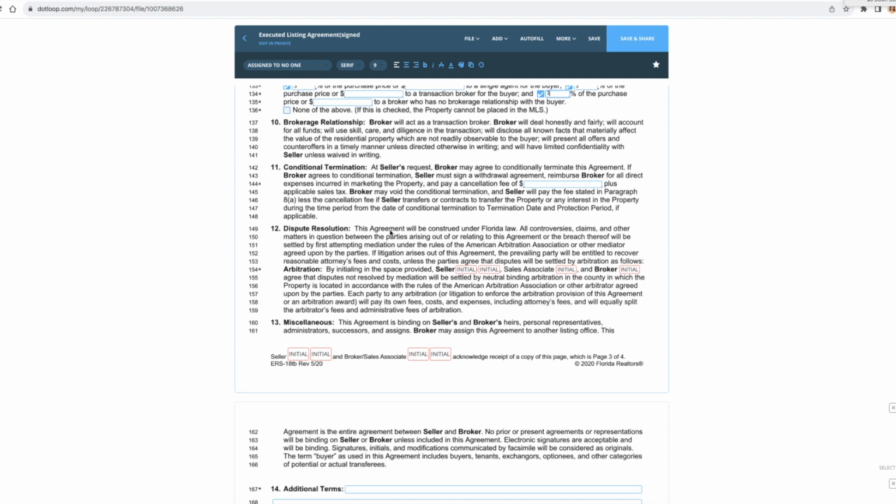If the seller says, I've already read through it, I'm comfortable, then you just move on, but just say it's important that we go over these things. In section 11, where it says seller must sign a withdrawal agreement, reimburse the broker for all direct expenses incurred in marketing of the property, and pay a cancellation fee of this plus the tax.